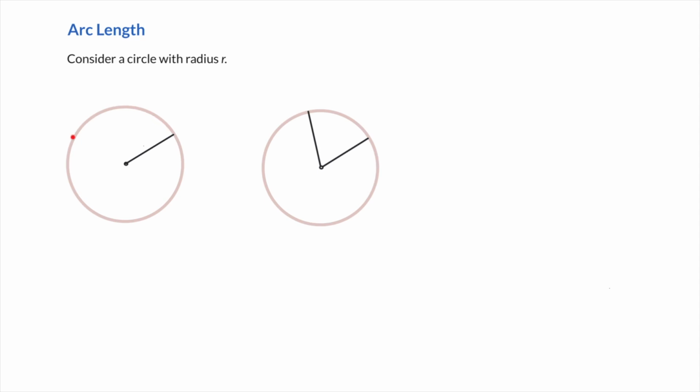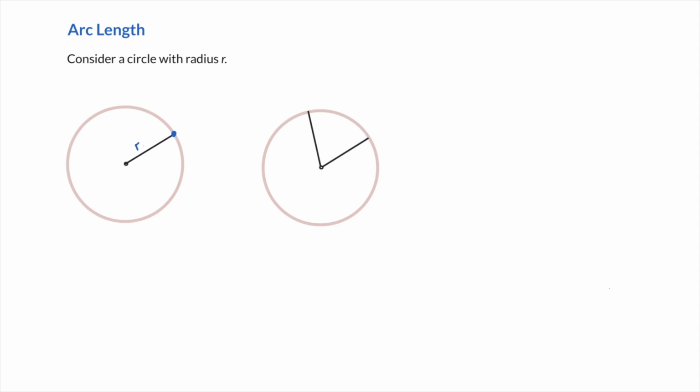So here we have a circle with radius r. I'm going to use lowercase r. I'm going to place a point right here on the circle. And imagine that I'm standing exactly where this point is located. And then I want to go all around the surface of my circle. One complete turn, one complete revolution.